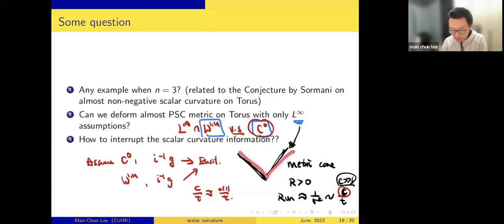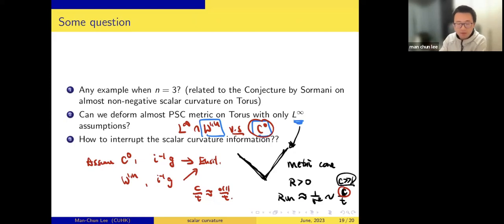But this is the blow-up picture of a metric with only L infinity structure. The good or bad thing is you can't see the topology using this argument. You can't see the torus topology. That's why the PSC torus rigidity structure does not play any role here. So that's why it's not optimal.